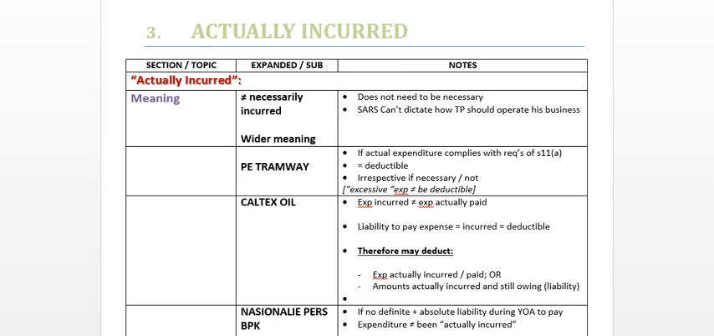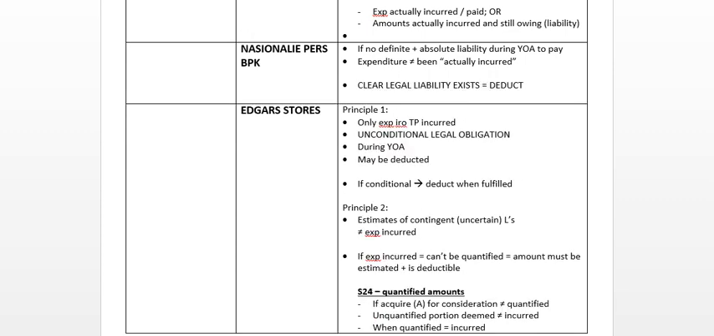Caltex Oil: expenditure incurred equals expenditure actually paid. The liability to pay expenses equals incurred and deductible. Therefore, you may deduct this expenditure. Nationale Pash, BPK, so that's actually NASPASH, if you don't know. If there is no definite or absolute liability during the year of assessment to pay, the expenditure has not been actually incurred. If a clear legal liability exists, then you may deduct.